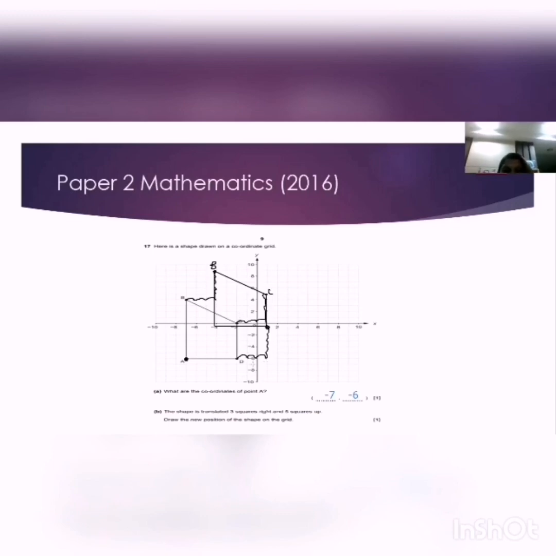You draw the new position on the grid here. So you can try with all the points here. Use each and every point to translate this shape, and then you'll get a new shape. Okay, let's go to the next question.